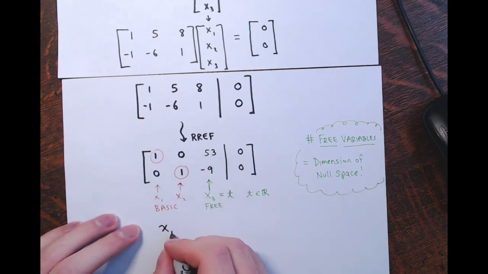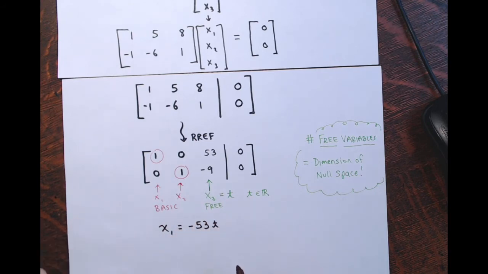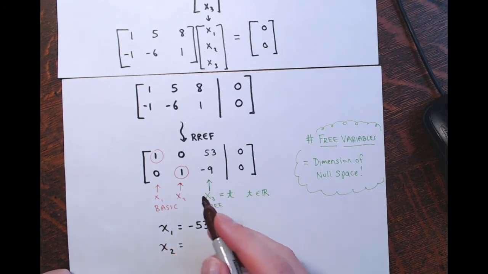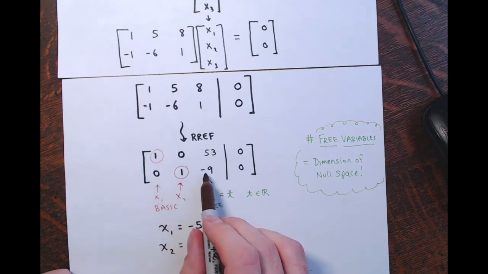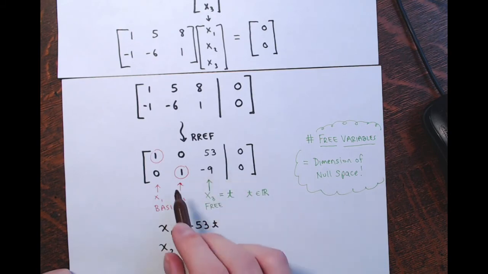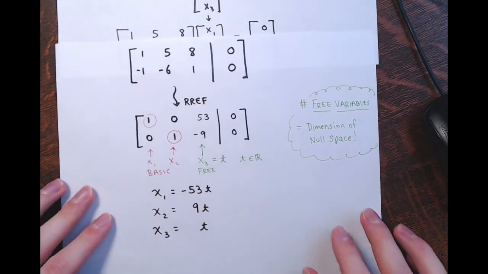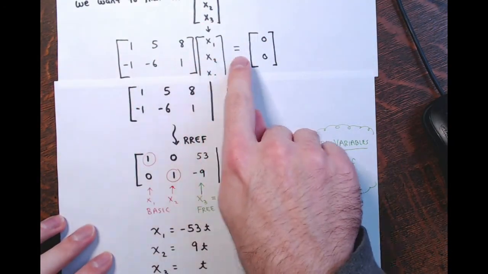So x1 must be equal to negative 53t, for whatever my choice of t is. And from the second equation, we're seeing that x2 minus 9x3 must equal 0. Then I would solve for x2, add 9t. So x2 would equal 9t. And again, I already said x3 was just t, my free variable. And there we have it. This is a parametric description of all the solutions of Ax equals the 0 vector.